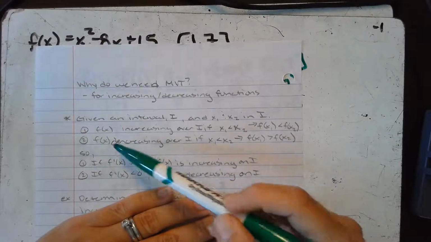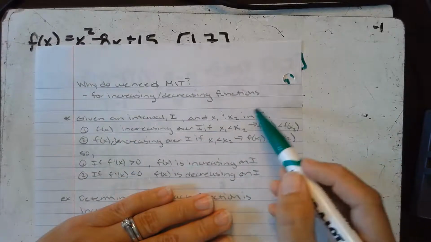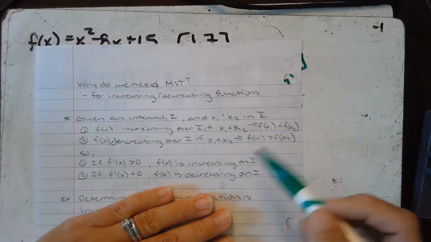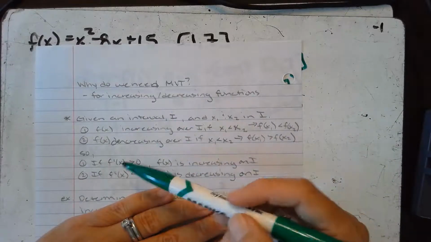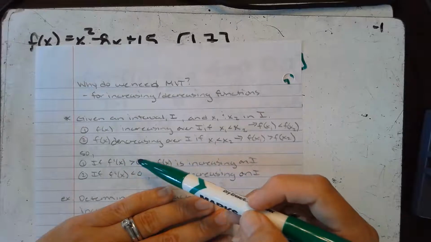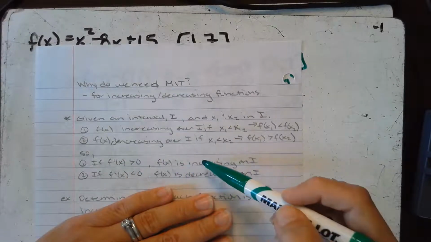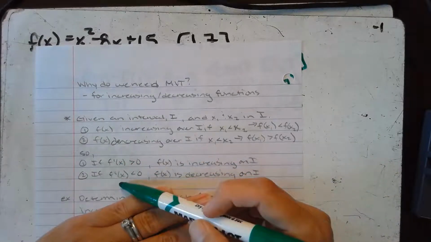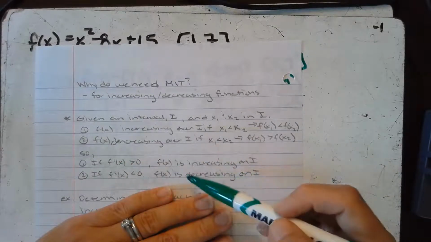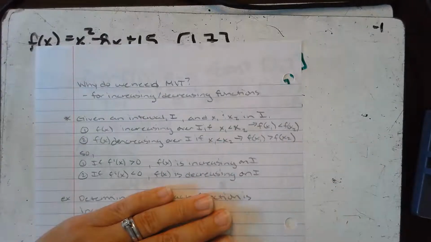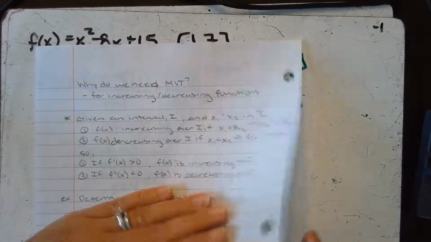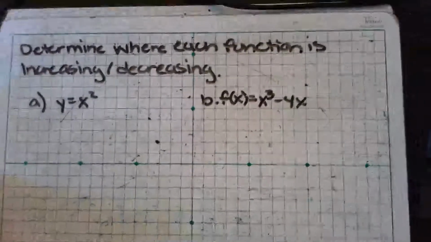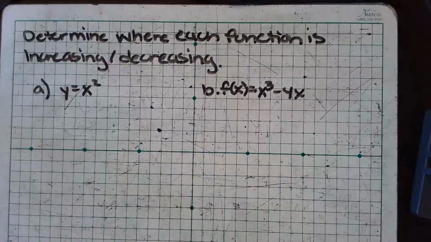We can apply it to the first derivative. Instead of just looking at the graph, and sometimes we don't have a picture of the graph, we can look at the first derivative. If the first derivative is greater than 0, then f of x is going to be increasing on that interval. And if f prime of x is less than 0, then f of x is decreasing on the interval. So, our question is, determine where each function is increasing and decreasing.